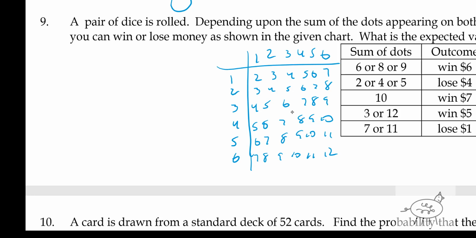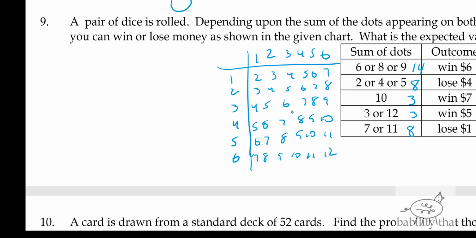So if I want to get a 6, 8, or 9, there's 14 ways. 2, 4, 5, there's 8 ways. A 10, there's 3 ways. A 3 or 12, there's 3 ways. And a 7 or 11, there's 8 ways. Okay, so they should add up to 36, which I think it does.